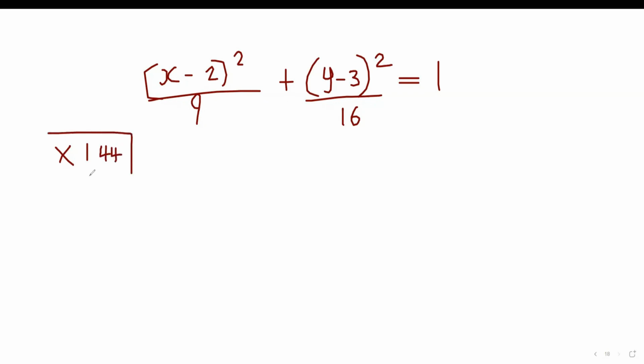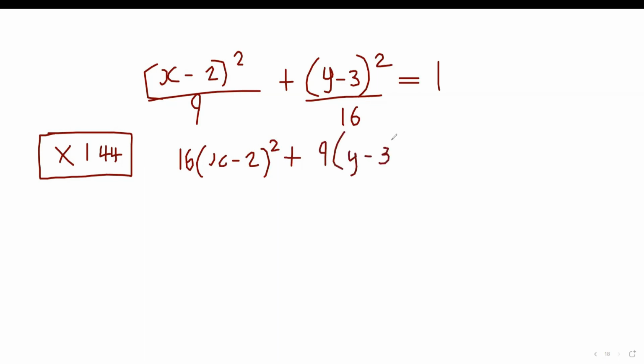So if we multiply through by 144, look what is going to happen. That gets rid of the 9 right here. So what we end up with is 16 times x minus 2 all square, plus 144 over 16, Marika, is 9, in bracket y minus 3 all square, and this ends up equal to 1 times 144, which is 144. Got it, Marika? Yes, sir.